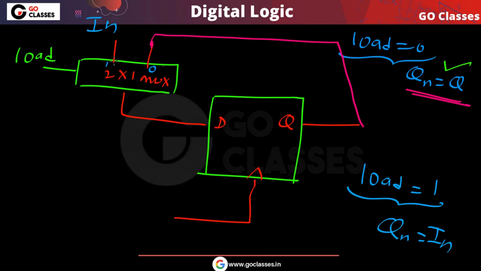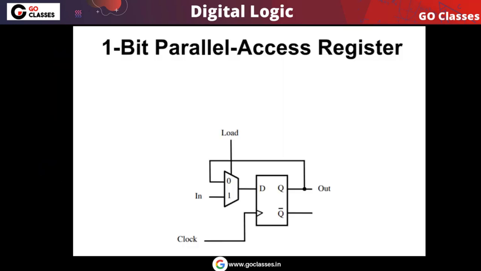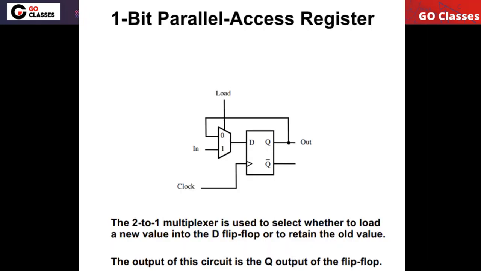So this is how, using the multiplexer, you can control this. You can notice this is your 1-bit parallel access register, using this 2 by 1 multiplexer. Using this load signal you can control when the data will be stored and when the data will be unchanged. So this 2 by 1 multiplexer is used to select whether you want to load the new value or retain the previous value.